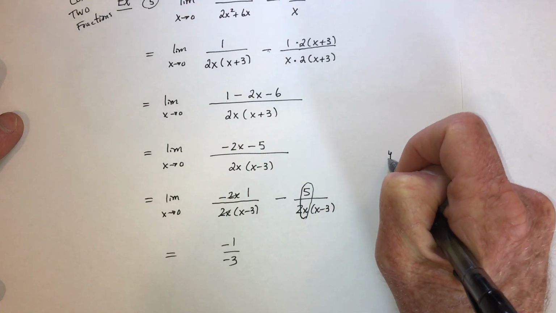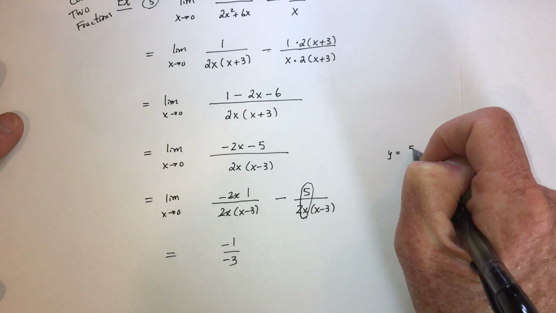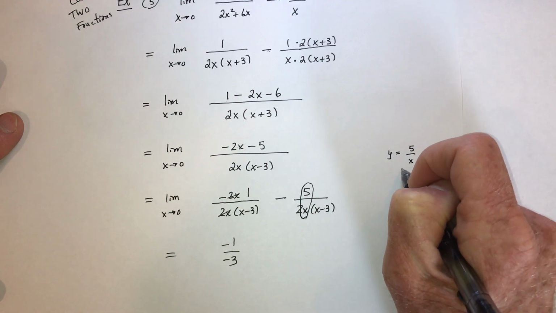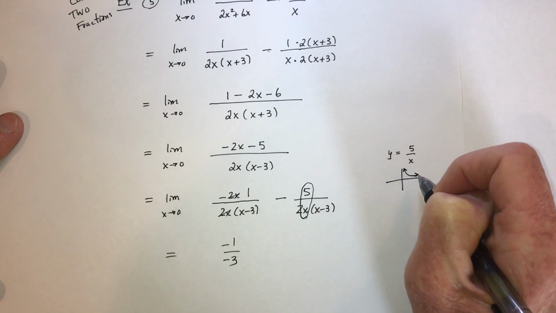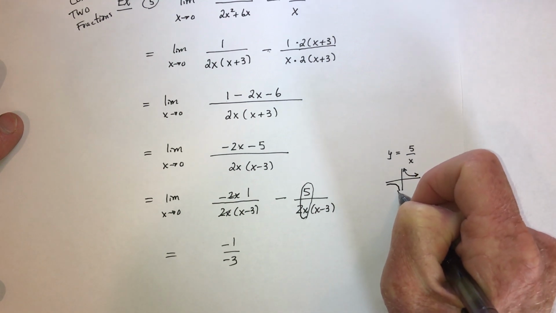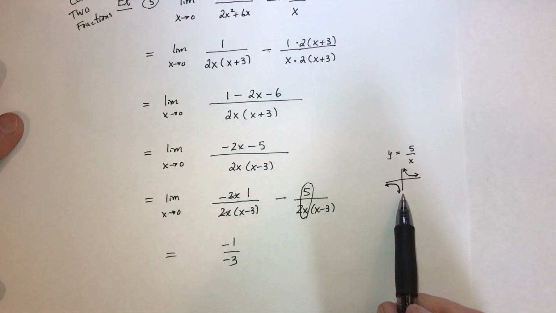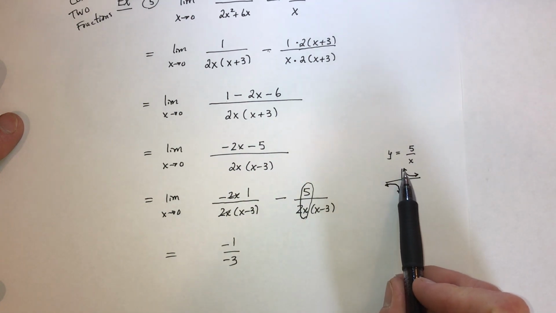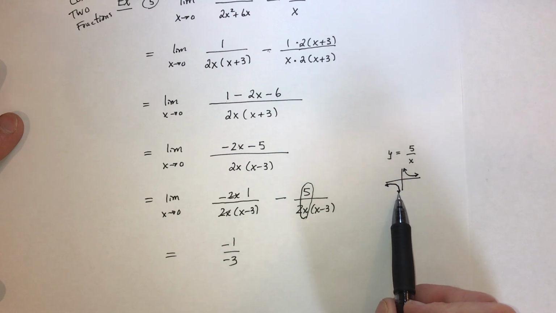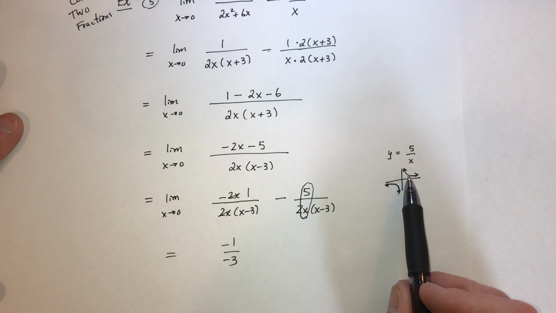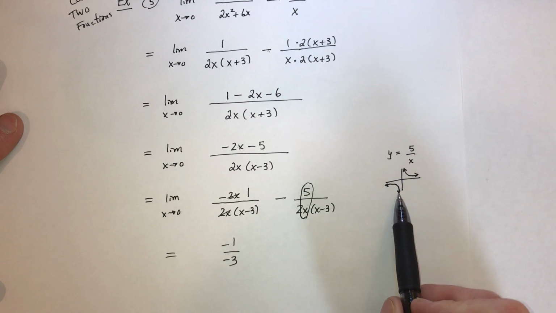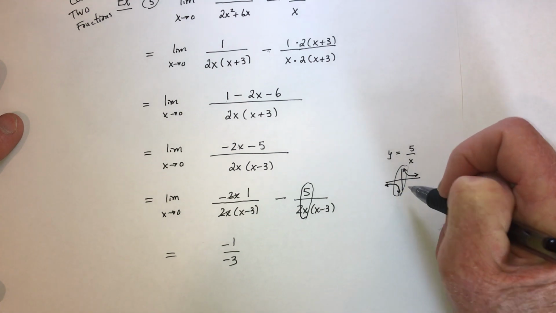But if you look at the function y equals 5 over x, then that goes like this. And as x approaches 0, one side's going to go up to positive infinity, the other side's going to go down to negative infinity. An important rule with limits is the two sides have to agree. So the infinity part here is not really a problem. The problem is one side's going up, one side's going down. So right here, they do not agree.